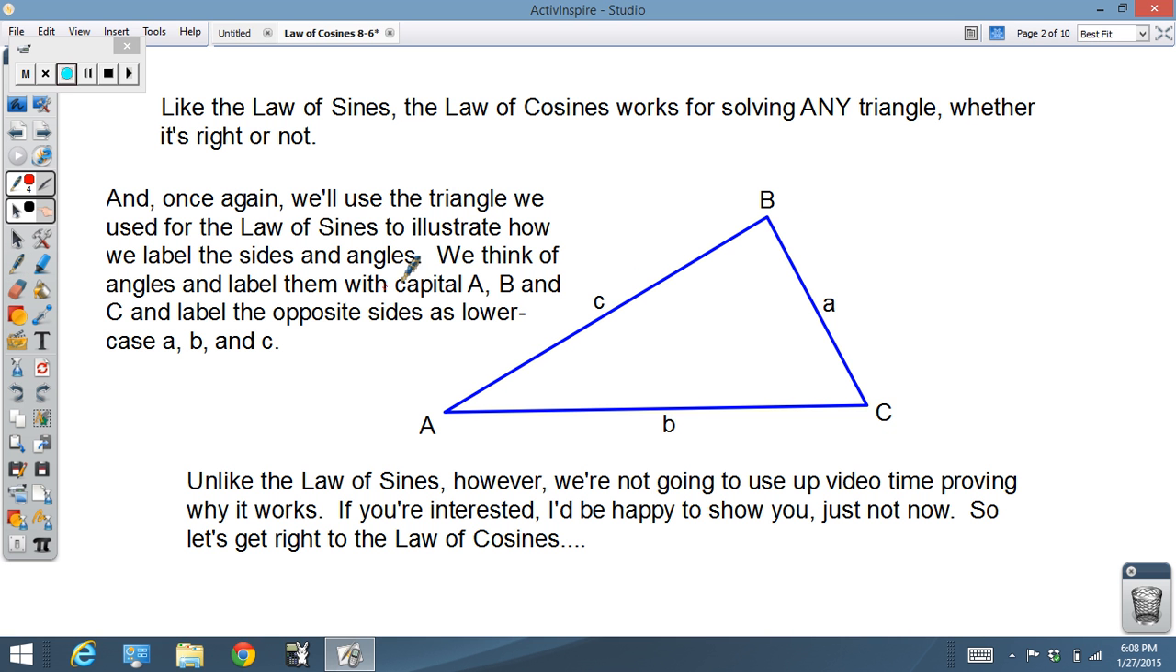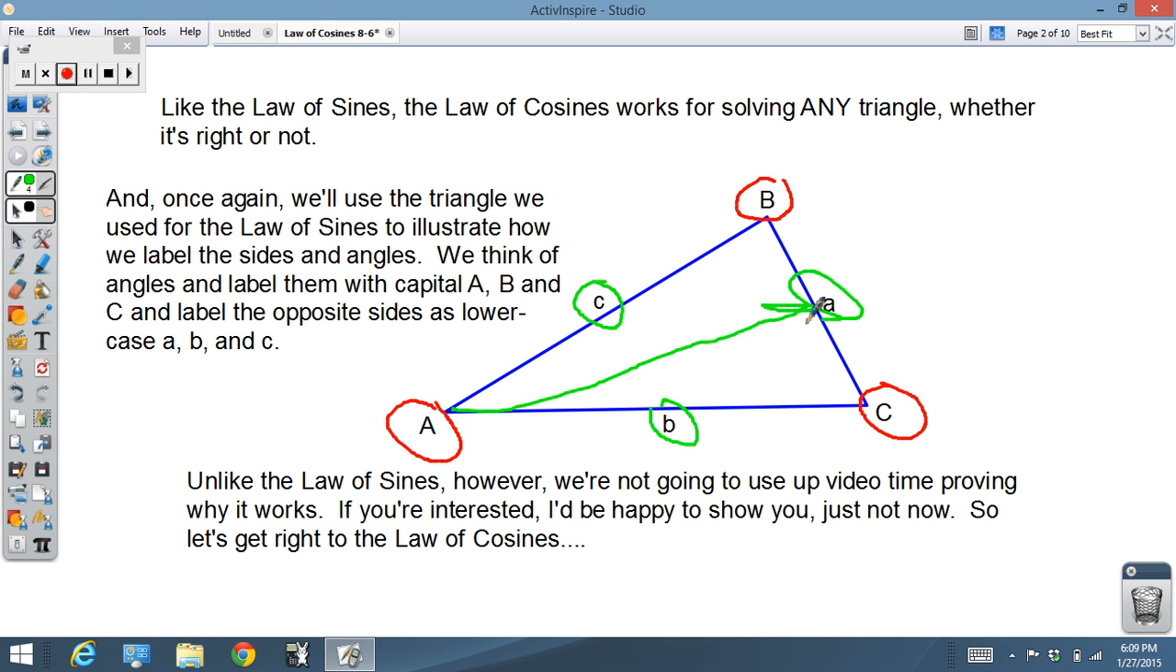Once again, we're going to use the same designation for the angles and the sides like we did on the law of sines. So, capital A, capital B, capital C will be used to designate our angles, while little a, little b, and little c will be used to designate the sides opposite those corresponding angles, okay? So, big A is opposite little a, angle big B is opposite side little b, and the angle called big C is opposite the side little c.